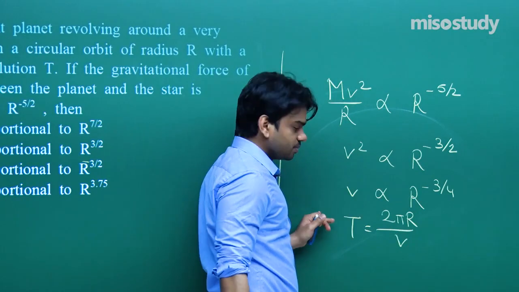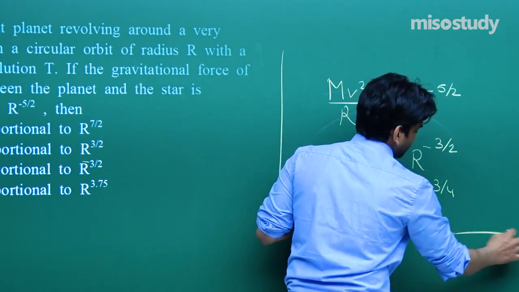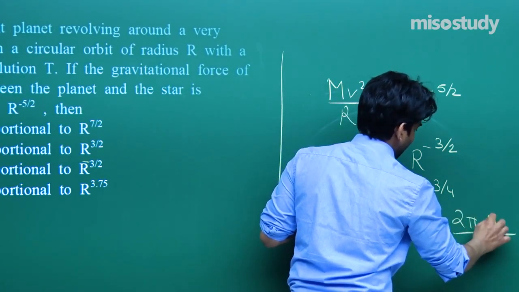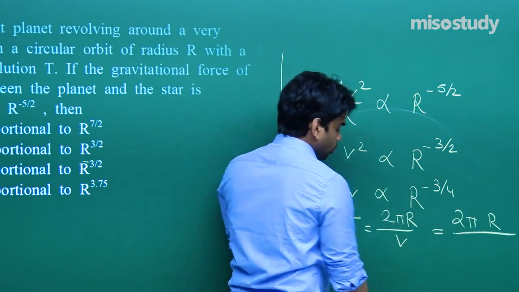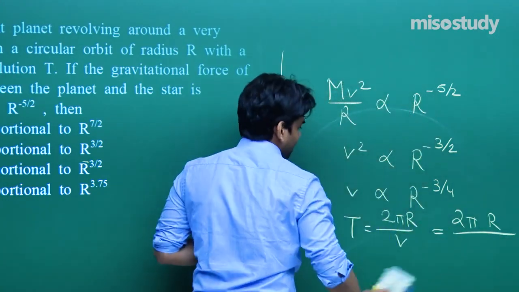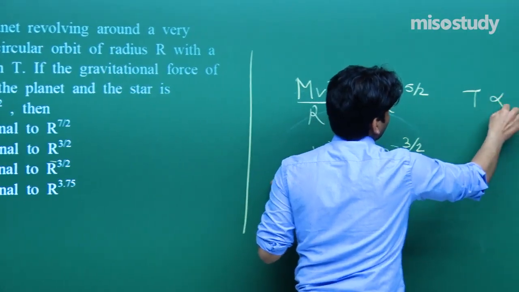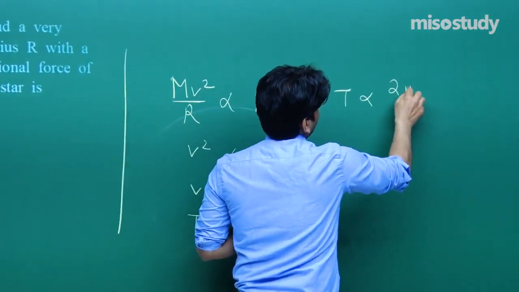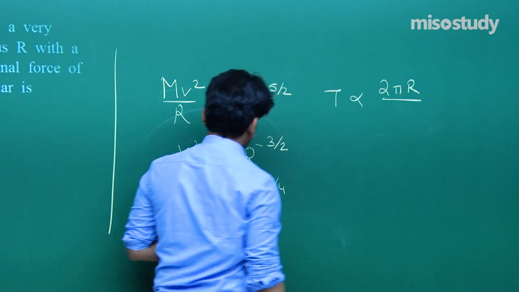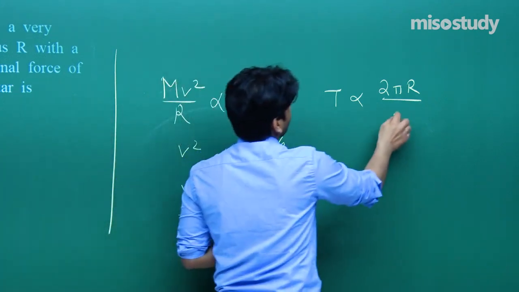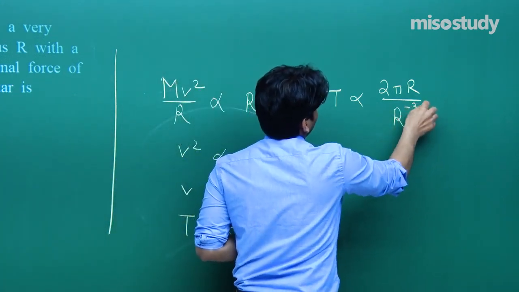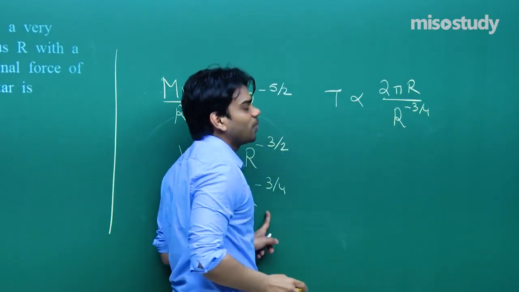2 pi r by v, right here. 2 pi r, and V is proportional to... so what can we write? We can actually change its presentation. We can write T is proportional to 2 pi r, and V is proportional to r to the power minus 3 by 4. So r to the power minus 3 by 4, we have obtained this.